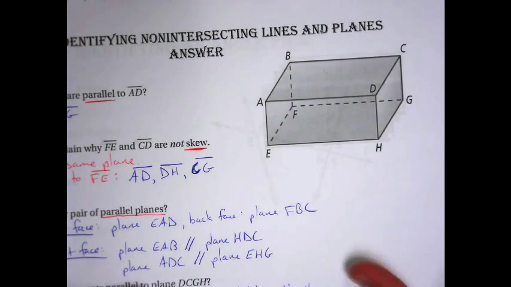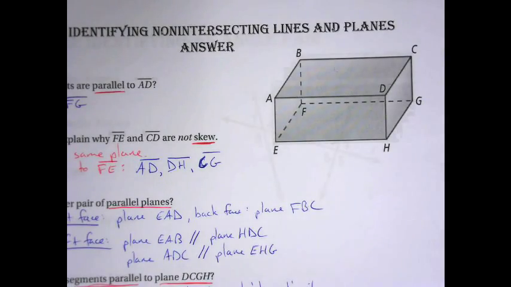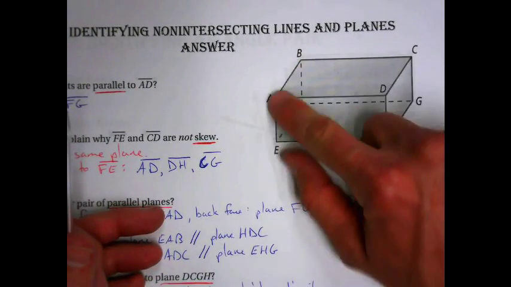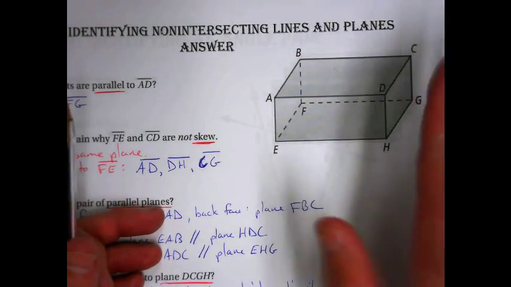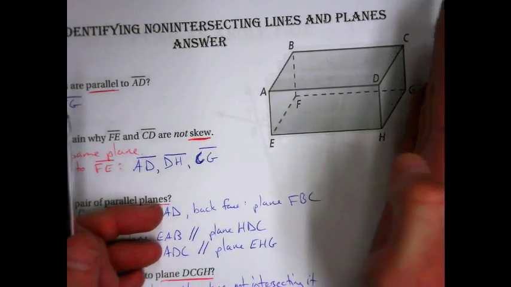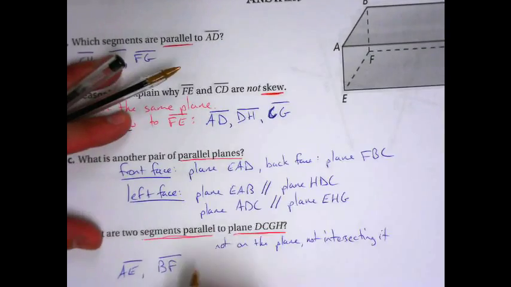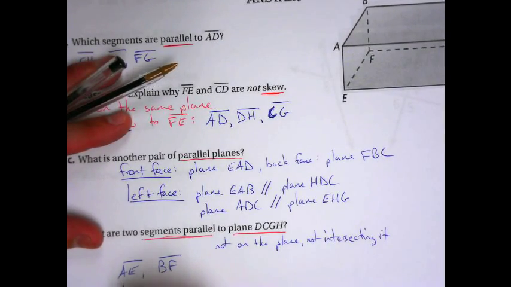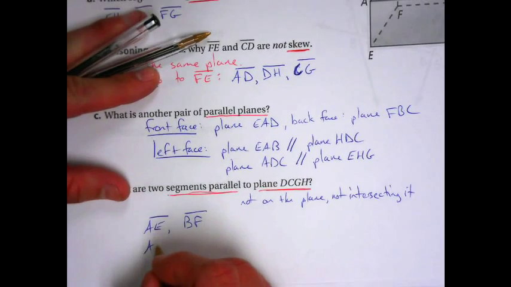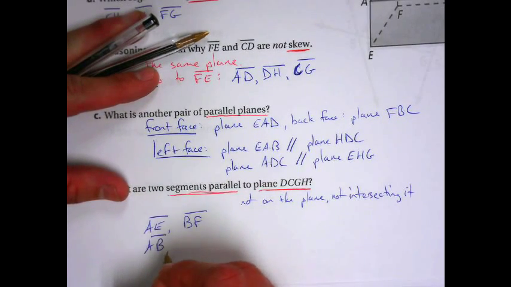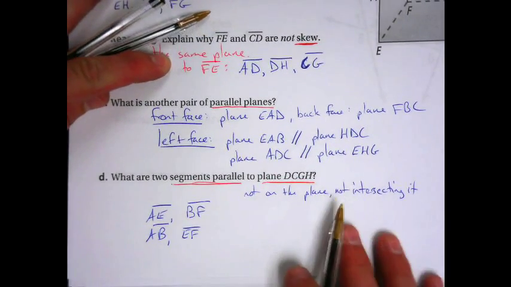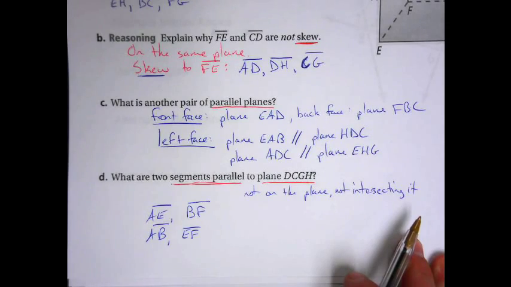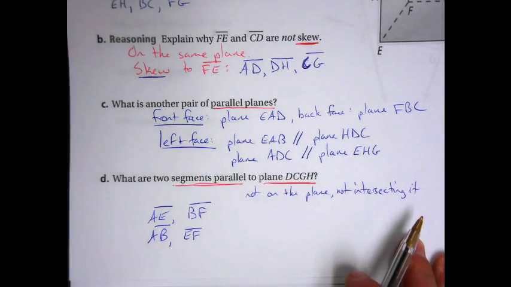But there are a couple others. Hopefully you see two other segments. What about these two, AB and EF? Those are also not on the right face and also not going to intersect it. So those are parallel segments as well. So legit responses would be AB and segment EF. Okay, so those are also correct. They are segments parallel to the plane, not on the plane and not intersecting it.